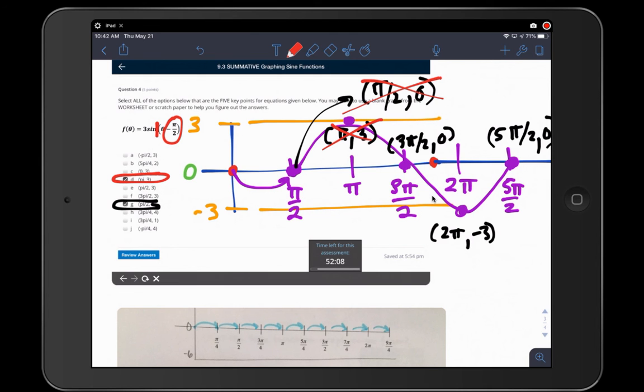So do I have that one too? Nope. Sorry. I must have looked at this graph wrong. Okay, so that one's not on there. And then 5 pi over 2, 0. Nope. All right, so I must have been looking at the wrong graph when I made this question. I apologize, but you know what? Hey, we're all in this together. That's why I love questions.